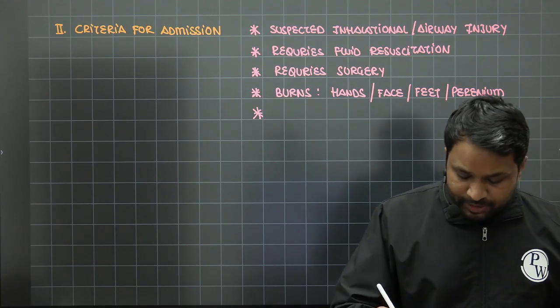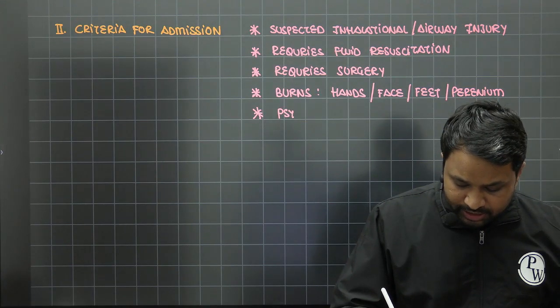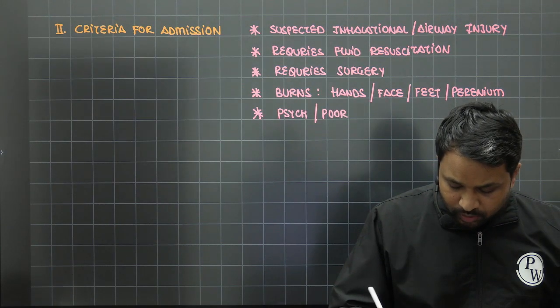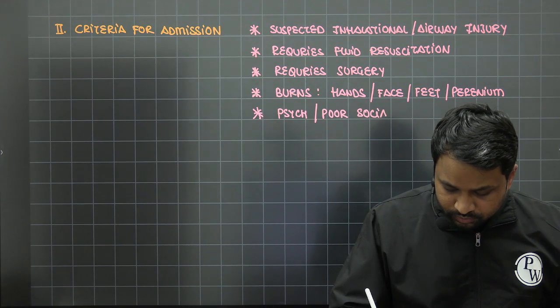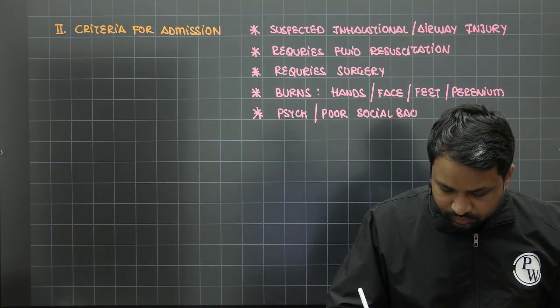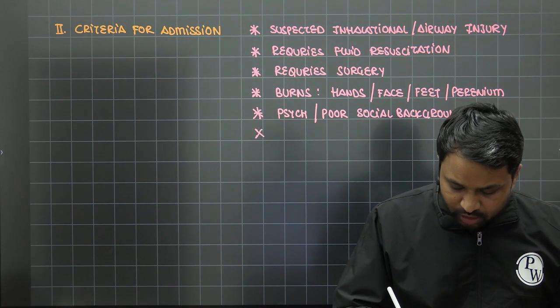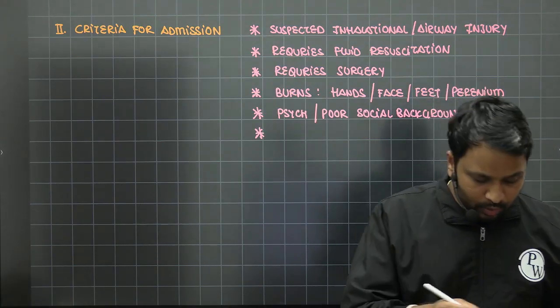Now, if the patient has any psychiatric illness or poor social background, where I feel the care at home cannot be given to the level or the standard that we require.